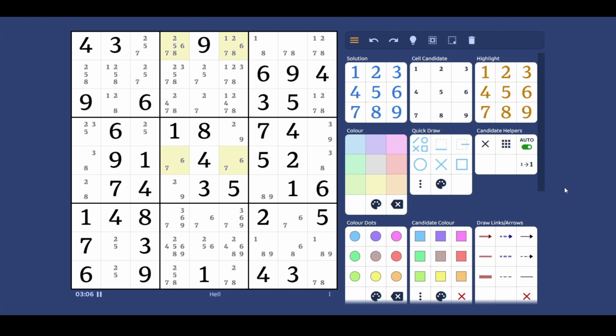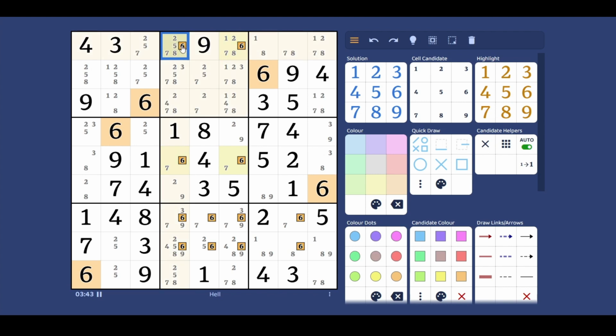So here we have a type 4 unique rectangle, and this occurs when we have 2 aligned bi-value cells, and one of the candidates in the remaining cells with extra candidates is restricted within that row or column. So in this case, we have 6 and 7 in these 2 cells, and we have a bunch of extra candidates in these 2 cells, but we'll notice our 6 has to be in one of these 2 cells because those are the only spots for it in the row.